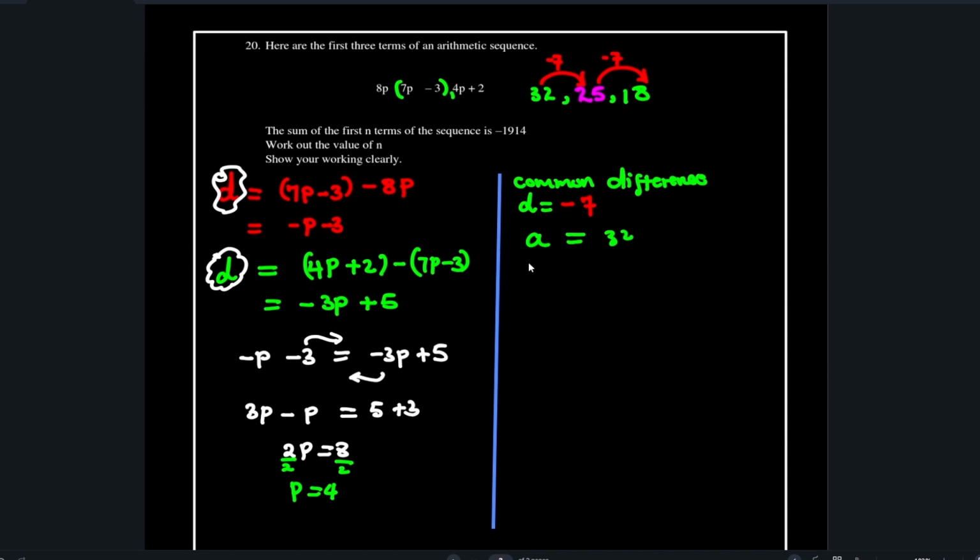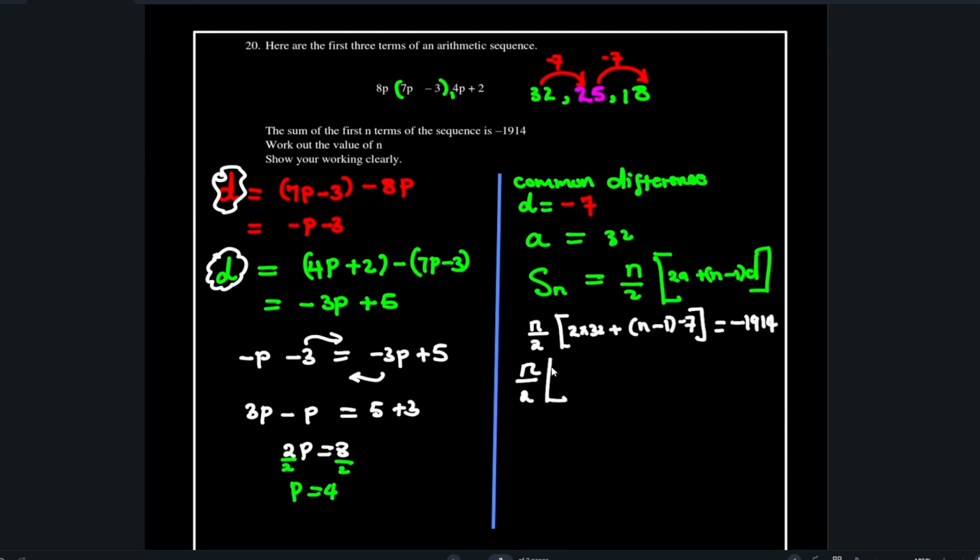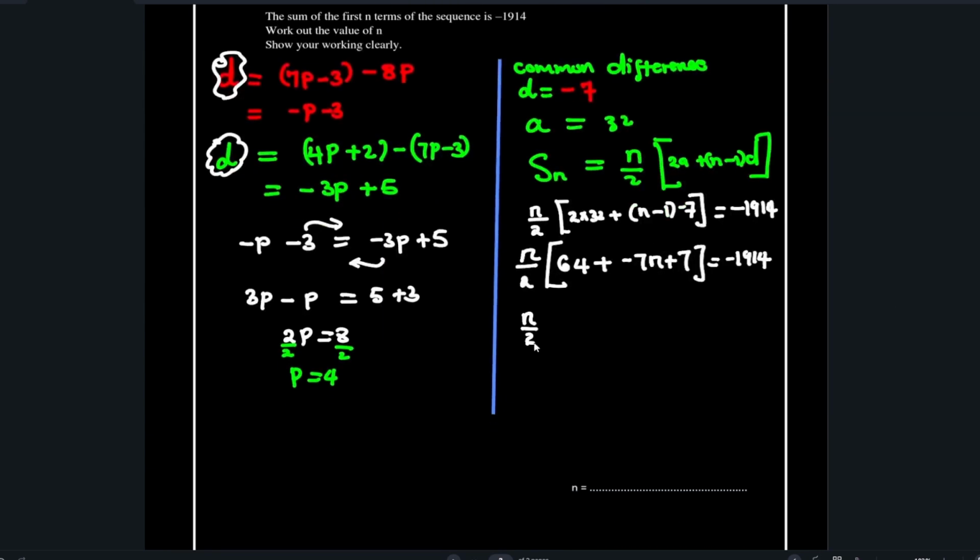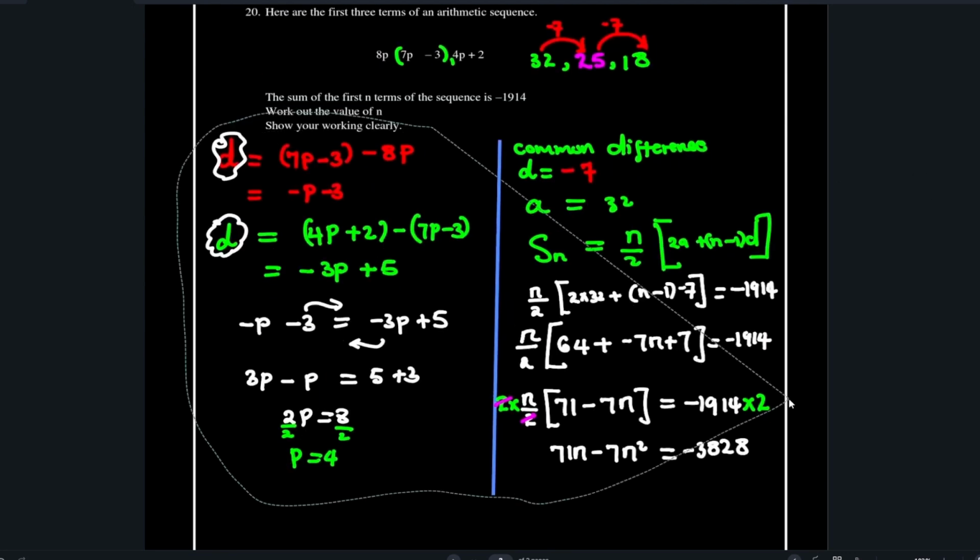We are supposed to find the value of n, so we use the formula for the sum of n terms. We don't know n, so we substitute: 2a, where a is 32, so 2 times 32, plus n minus 1 times the common difference, negative 7. We open the bracket and set it equal to negative 1914. If you look keenly, this leads to a quadratic equation. So we take the negative 3828 to the other side of the equal sign.